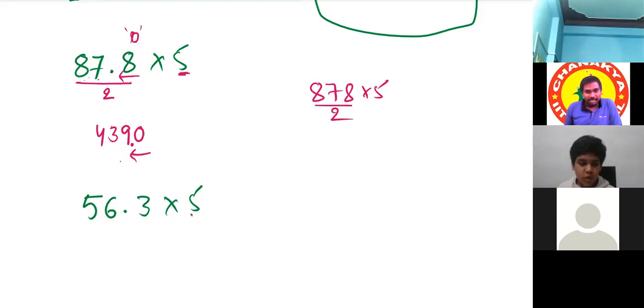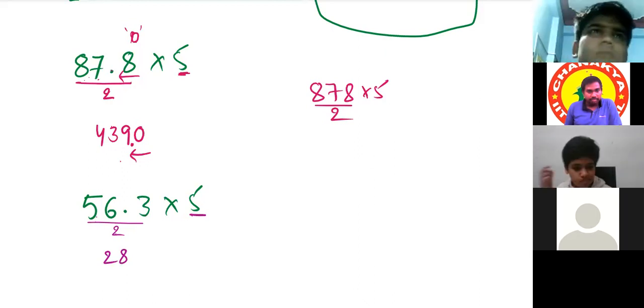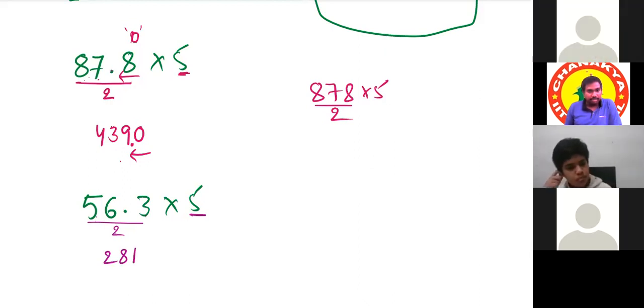56.3 into 5. Instead of multiplying this number by 5, we are dividing it by 2. Okay. So 2 2s are 4, 1 remainder 16, 2 8s are 16. After that 3, 2 1s are 2. So 1 is the remainder, 281.5. Finally, 1 is the remainder, right? If 1 is the remainder, simply we have to write the last digit as 1 into 5, so 5. That's all. So this is the result of 563 into 5. Okay, but there is a decimal point after one digit. We have to put one decimal point after one digit from the right side. So our answer here is 281.5.